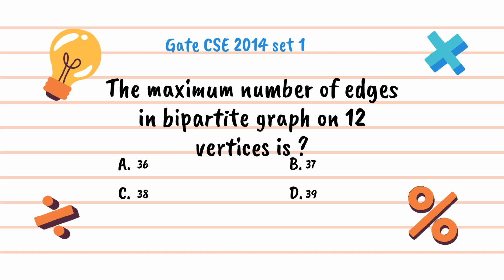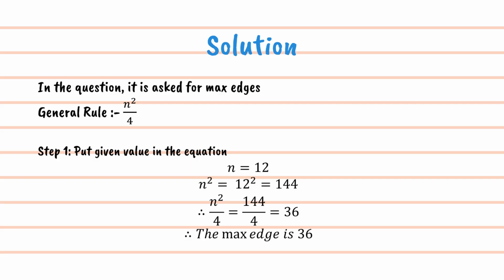The next PYQ from GATE CSE 2014, Set 1, asks for the maximum number of edges in a bipartite graph on 12 vertices. The options are 36, 37, 38, and 39. To find the maximum number of edges in a bipartite graph on 12 vertices, divide the vertices into 2 sets of 6 each, 6 times 6, which equals 36.